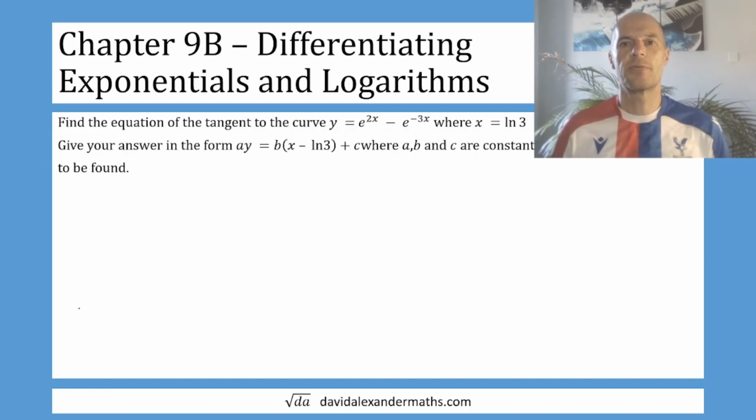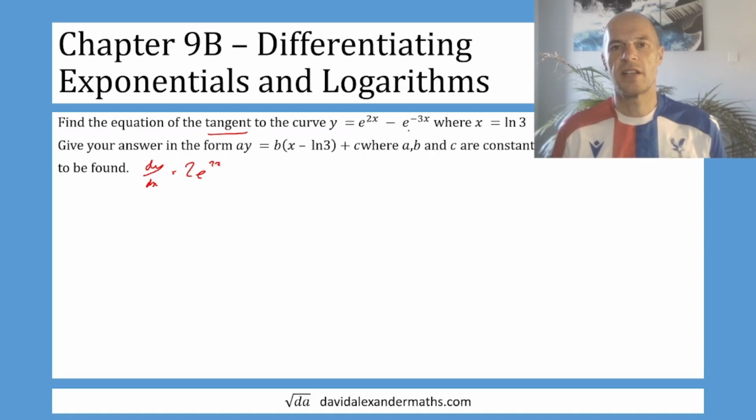Okay, so to finish off with, here is a tricky example. We want to find the equation of the tangent, so we are going to need to do some differentiation. So dy by dx is going to be e to the power of 2x times 2, so 2e to the 2x, subtract e to the minus 3x times minus 3, and of course minus 3 multiplied by that minus sign will be a plus 3e to the minus 3x.